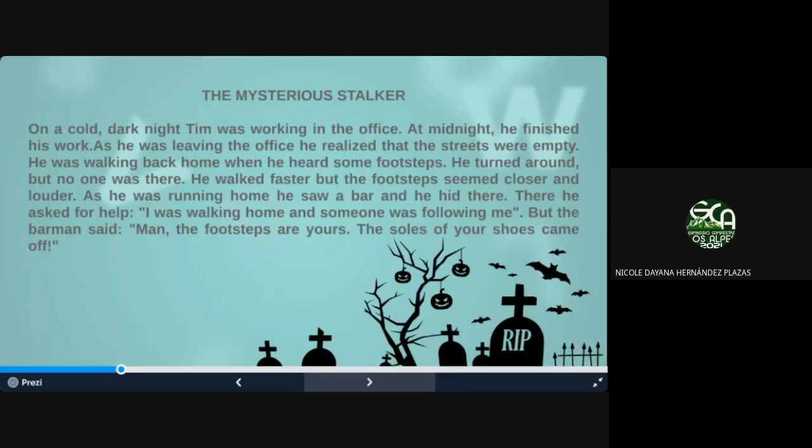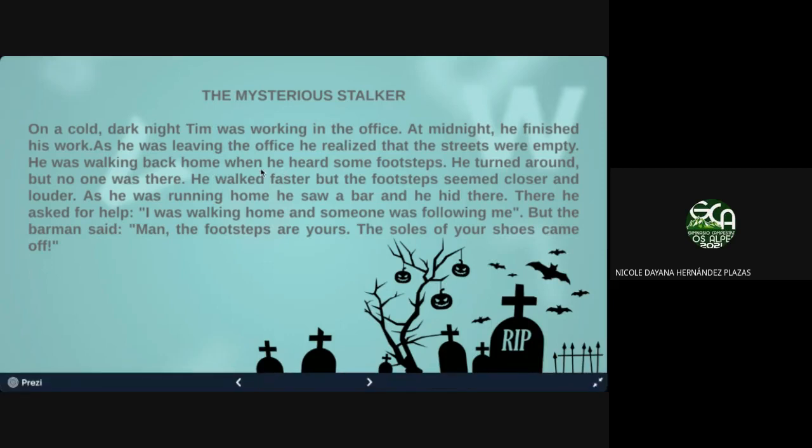story. We have, on a cold, dark night, Tim was working in the office. At midnight, he finished his work. As he was leaving the office, he realized that the streets were empty. He was walking back home when he heard some footsteps. He turned around, but no one was there. He walked faster, but the footsteps seemed closer and louder.